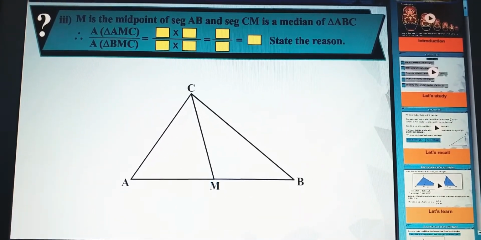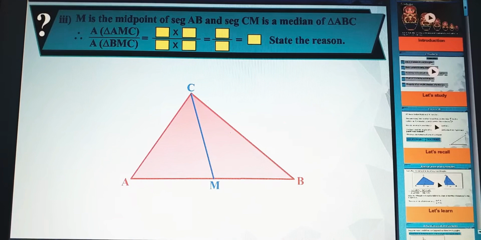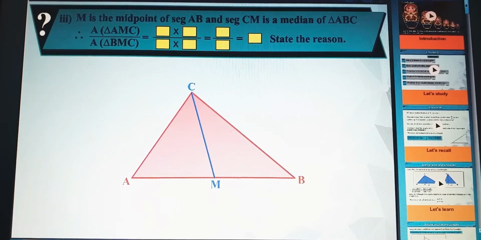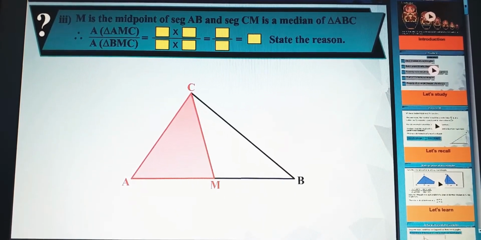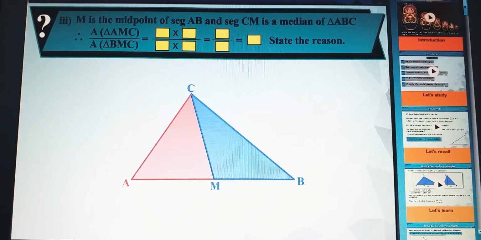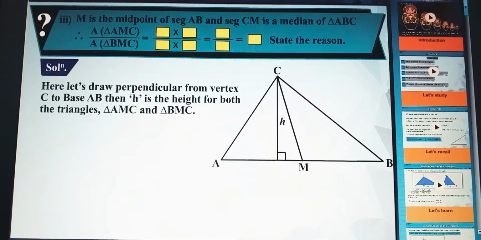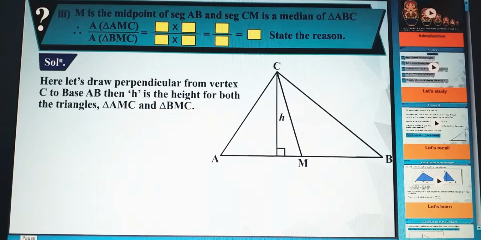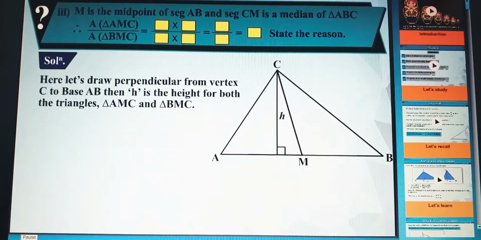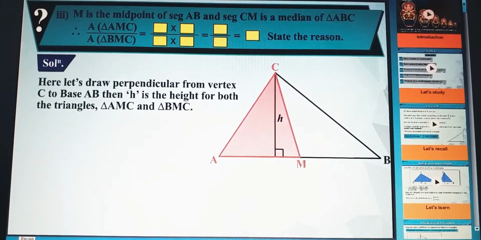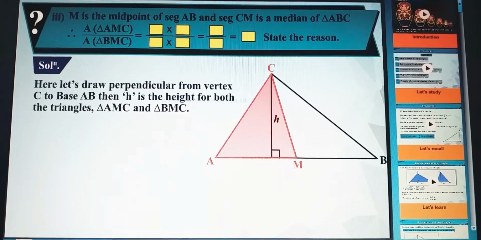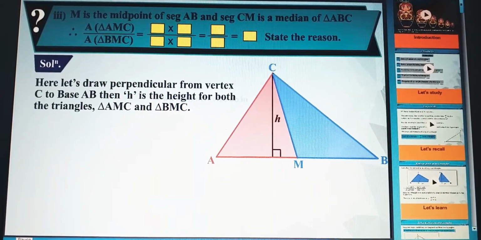3. M is the midpoint of segment AB and segment CM is a median of triangle ABC. Therefore, area of triangle AMC upon area of triangle BMC is equal to. State the reason. Solution. Here, let's draw perpendicular from vertex C to base AB, then H is the height of both the triangles, triangle AMC and triangle BMC.